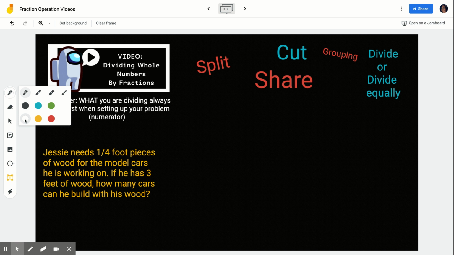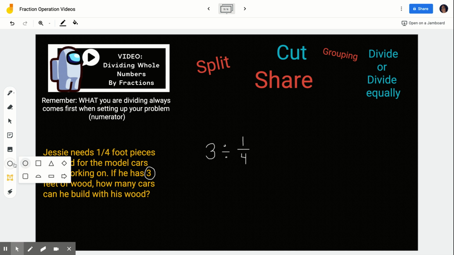Let me grab my light here. We're going to look at this 2 ways, just like multiplication. What we have is 3 feet of wood. So what we have is going to come first when setting up this problem. Now, what we're dividing it by, splitting it, cutting it, sharing it, grouping it, is into 1/4 foot sections of wood. So this problem would say 3 feet divided by 1/4. So 3 feet of wood divided into 1/4 foot sections.